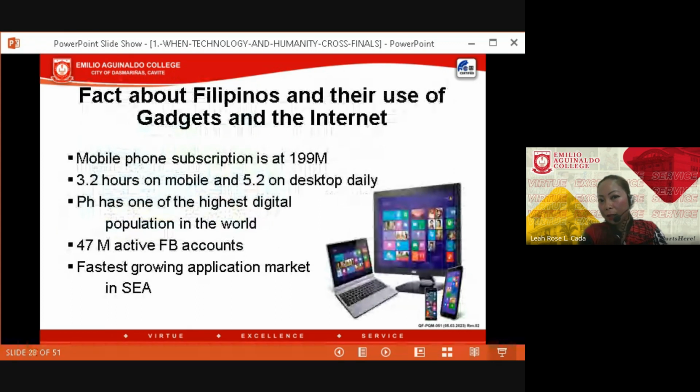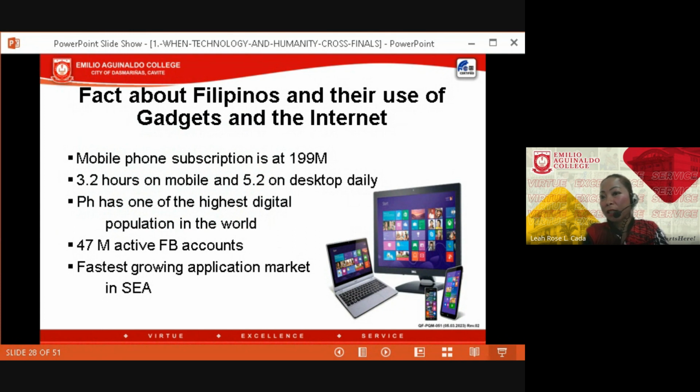Now, some facts about the Filipinos. The mobile subscriptions here in our country has reached around 199 million. And the mobile companies are only what? Tatlo yun before, Smart, Globe, and Sun. Ngayon daw, dalawa na lang. Globe and Smart na lang. Okay? But it has reached 199 million, even exceeding the number of population that we have.